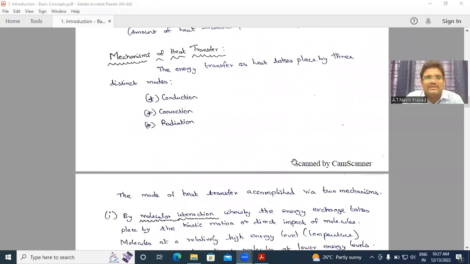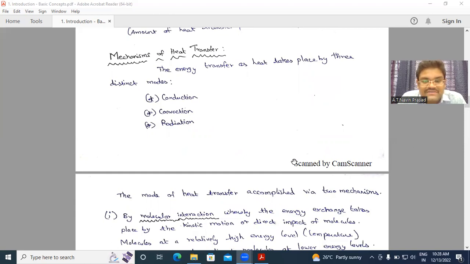So next we are going for the mechanisms of heat transfer. In total we have three mechanisms, or really three modes, of heat transfer, nothing but conduction, convection, and radiation. Conduction is where heat transfer occurs within the same medium, for example solid to solid, liquid to liquid, and gas to gas. Convection is a mode of heat transfer in which the heat transfer occurs between two different mediums, for example solid to liquid, liquid to gas, gas to liquid, or gas to solid. Radiation is nothing but electromagnetic waves.